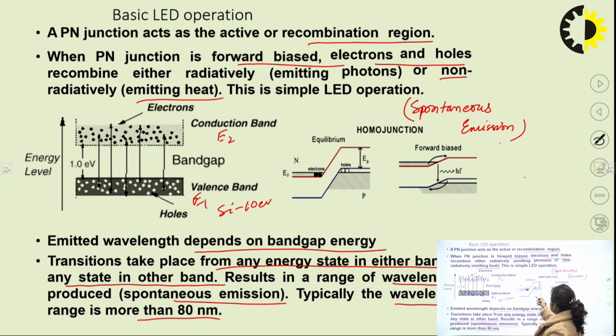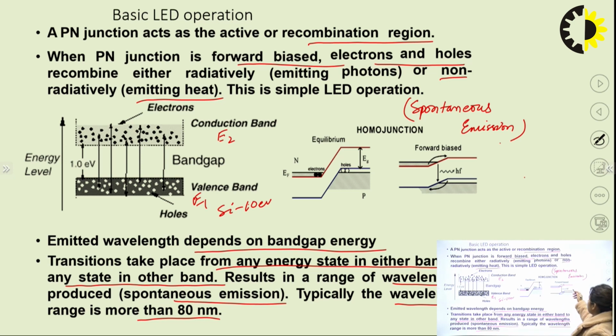So the electrons in the conduction band in the N region will move towards the valence band, the conduction band in the P region. Similarly, the holes will move from the P region in the valence band to the N region. So when you provide forward biasing, the transition of electrons is from the N to P side, and similarly the holes from the P to N side.